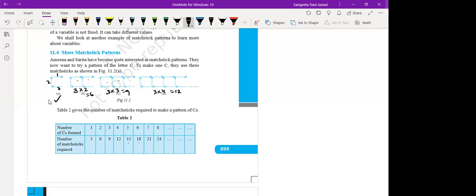So the variable here is 1, 2. These are the variables, the numbers which are varying, which are changing. Varying means changing. The numbers which are changing are variables. The numbers which are fixed are constants.